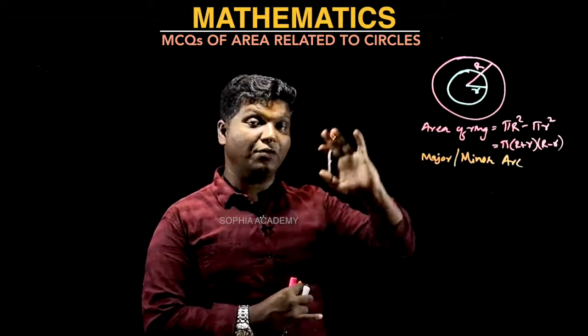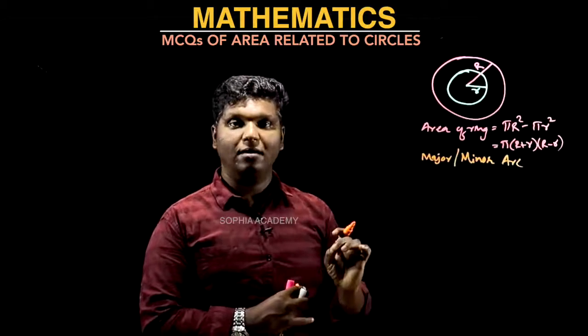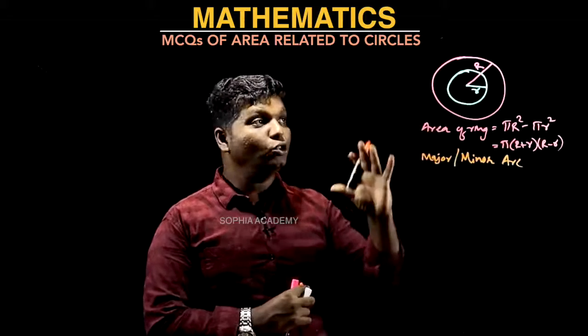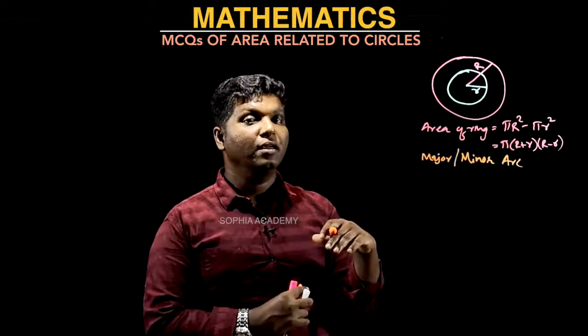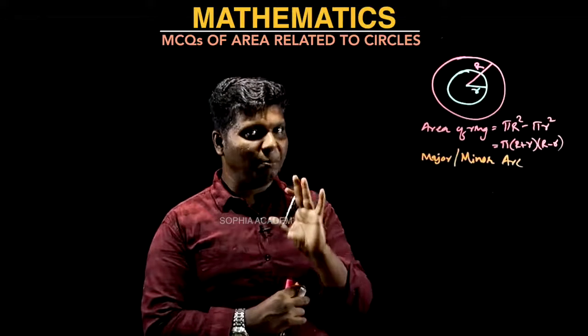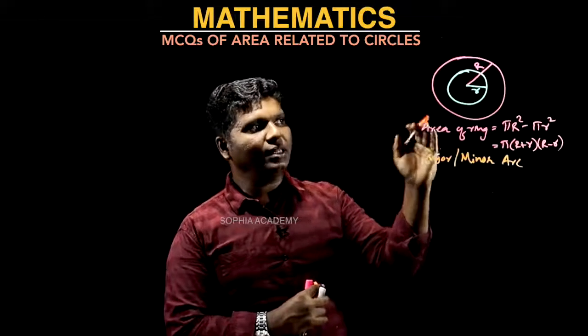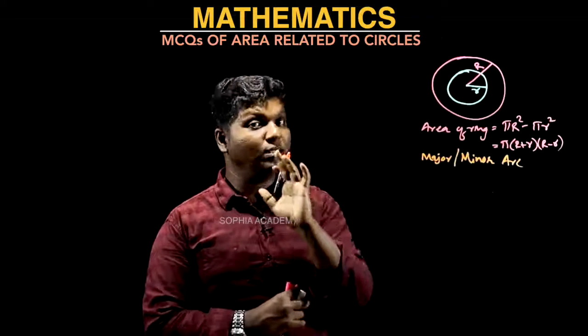Circumference of the total circle is 2 pi r. Then half of it will be 1 by 2 into 2 pi r, which means it's only pi r. So like that you can take the half. So only the half is what we call the semicircle.